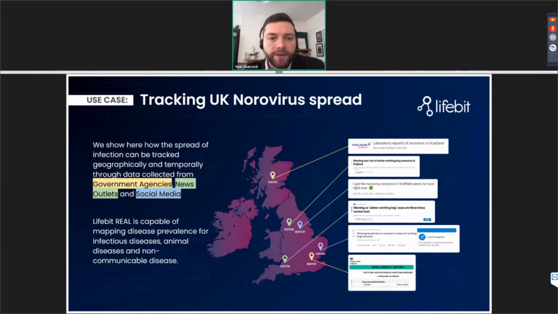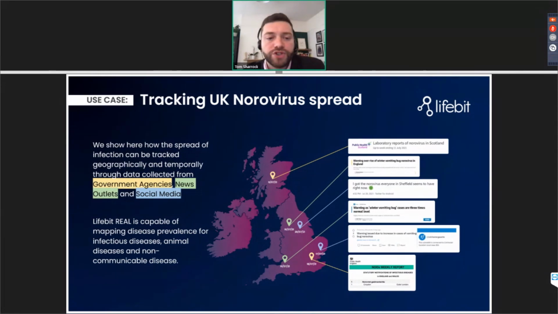Now, to give a bit of a use case, we can actually track the UK norovirus spread this year in the UK. This is obviously a little less mentioned in the news and media compared to COVID-19, but here's a great example of how you can look at data which has been gathered from government agencies, from news outlets, and also social media to basically start building a picture of the spread of a disease within a particular geographical location.